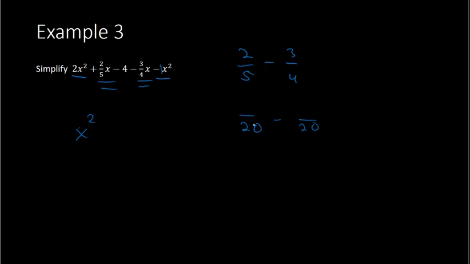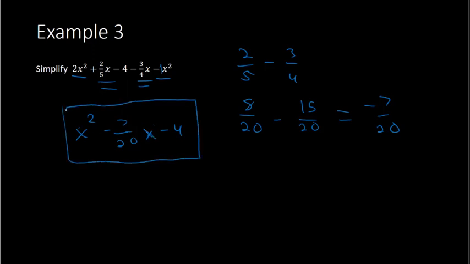So 5 times 4 is 20, which means 2 times 4 would give me 8. And then the second fraction, 4 times 5 is 20, so 3 times 5 is 15. So to combine, we have 8 minus 15, which is a negative 7 over 20. So that would be negative 7 over 20 x's. And then we have the minus 4 at the end. So this here would be my solution.